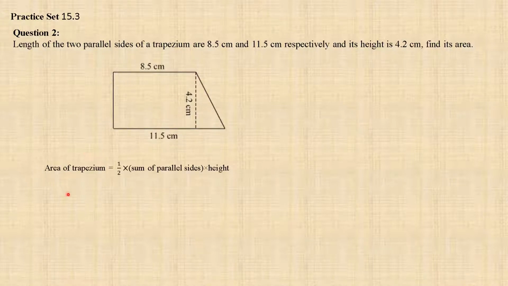So we'll use the area of trapezium formula, that is half into sum of parallel sides into height. Substituting the values, we get half into sum of parallel sides, that is 8.5 plus 11.5 into height, that is 4.2. So 8.5 plus 11.5 will give you 20. So this becomes half into 20 into 4.2, which is 42 square centimeters.